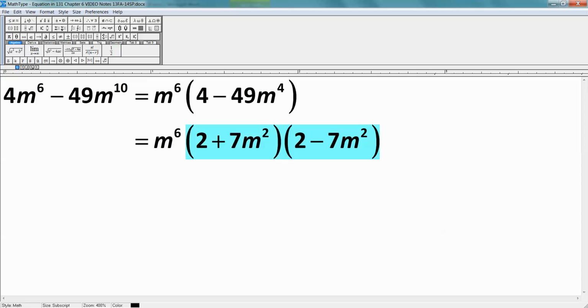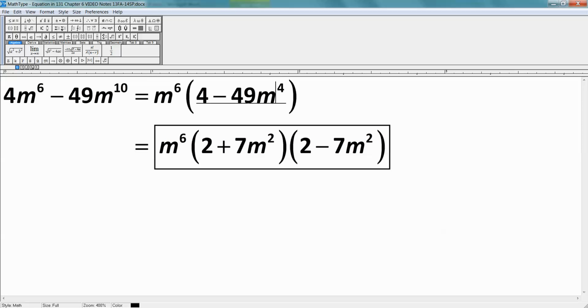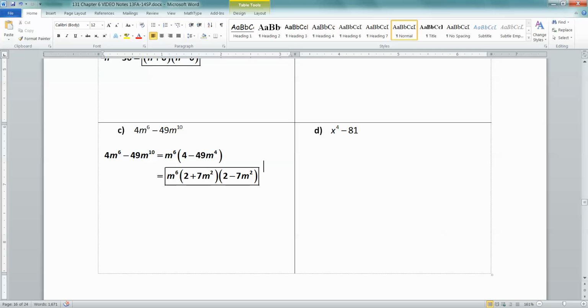Now remember, as always with these problems, you should be able to multiply and get back what you had. 2 times 2 is 4. Outers is minus 14m squared. Inners is plus 14m squared. Disappears. Last is minus 7 times 7, which is 49. M squared times m squared is m to the 4th because you add those powers. So sure enough, it works.